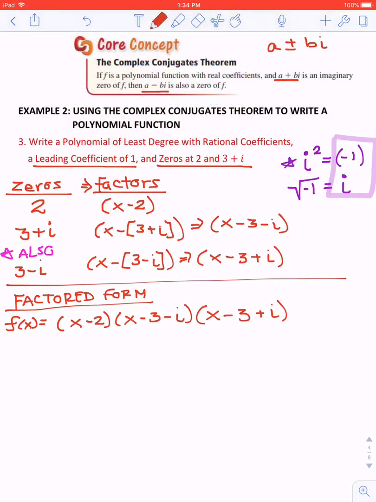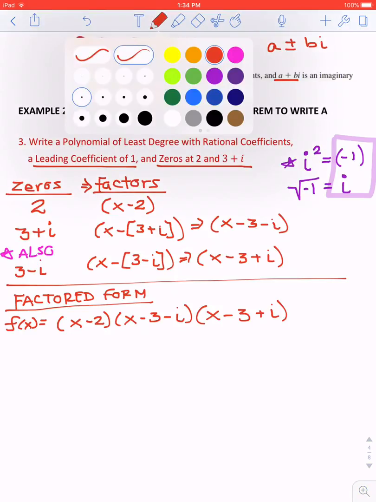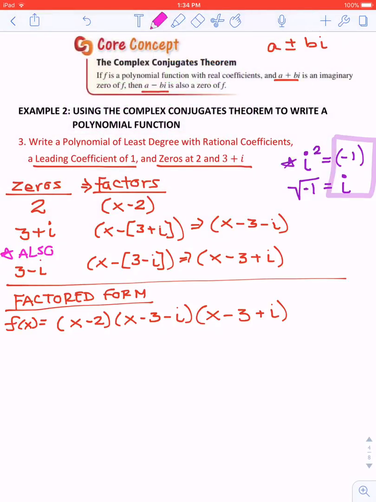So we need to keep that awareness as we do this problem. Right, so when you have it in factored form and you have complex numbers or the imaginary i, you want to distribute those factors first. It will simplify the fastest. So we're going to keep our x minus 2. We're going to deal with that at the end. And we are going to distribute your two complex factors.